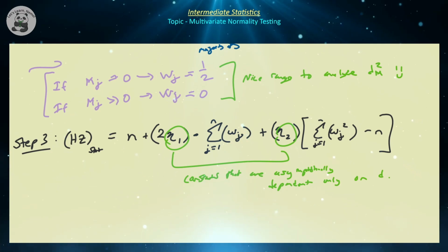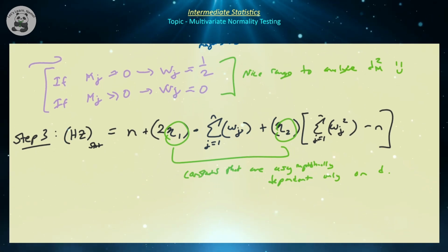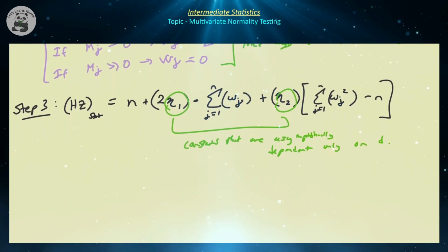Right? And depending on how close it is to multivariate normal, some etas are actually a little bit better than others. Okay? So those eta 1s, eta 2s, not very easy to calculate in the slightest, but they do depend practically only on D. So we have this HZ test statistic.